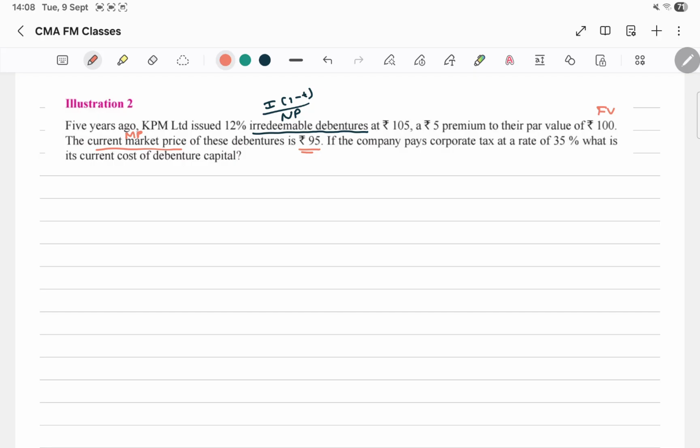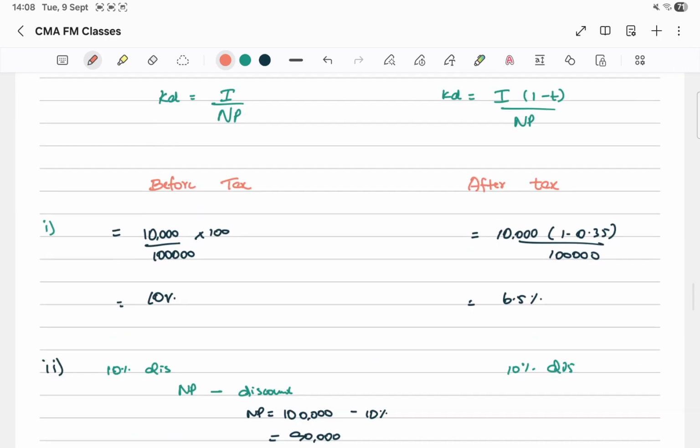So NP will be your market price. If the company pays a corporate tax of 35%, again the same percentage they have given. Before going into this, I will share an important note right now.